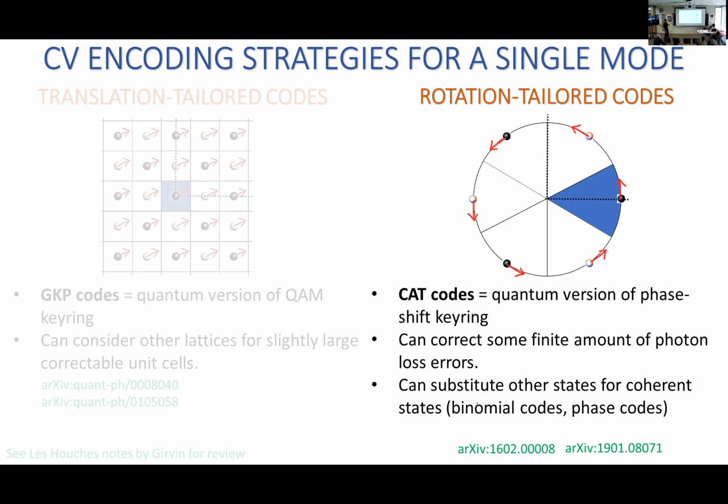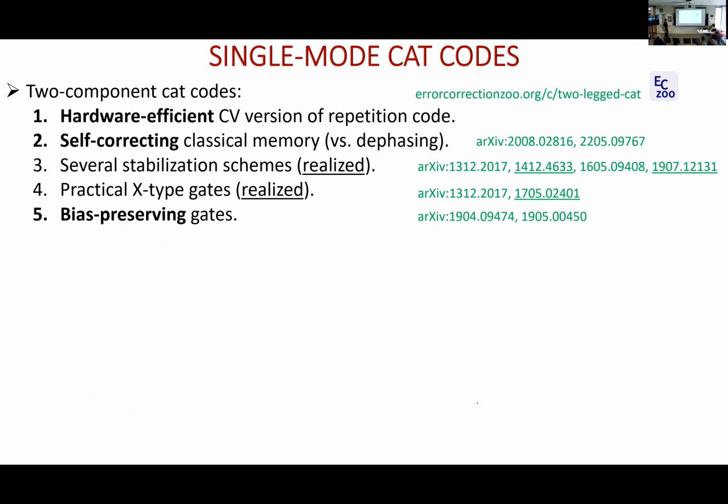Well, in that case, you go back to lattices. Then the lattices are the best thing. But if you restrict to a fixed energy, a fixed total number of photons, then you're on a sphere. So the prominent representative of codes on a circle for a single mode are called the cat codes. Who's heard of the cat codes? There's a ton of work that has been realized over them in the past 10 years for quantum computing.